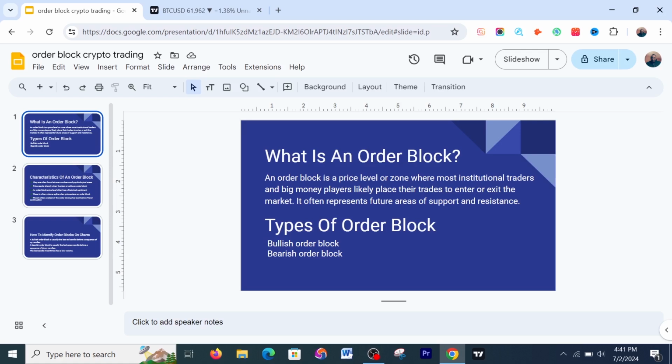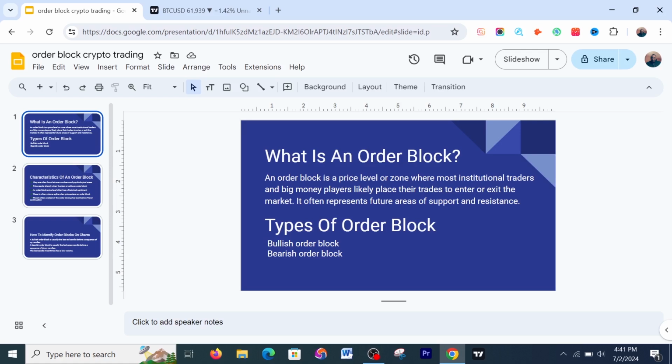Okay, let me give you a physical real life example of an order block. Let's say you go to Walmart and you want to buy something and they tell you it's $5, and you go to Amazon and it's $5, and maybe Costco tells you it's also $5. That's an order block, as in a price level where most people are either willing to buy or to sell.